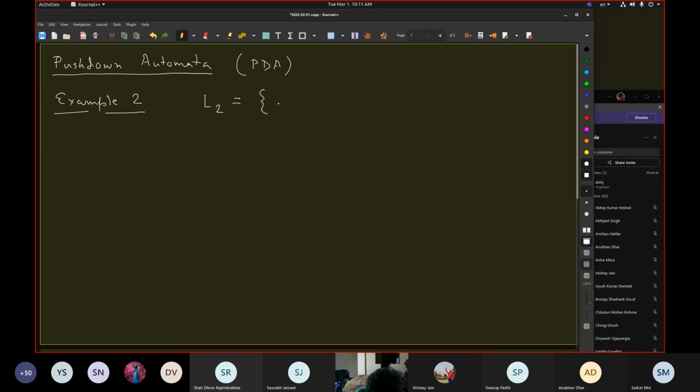Anyway, let us continue our journey on push-down automata, PDA in short. We were in the middle of example 2 yesterday. We are trying to design a push-down automaton for this language.